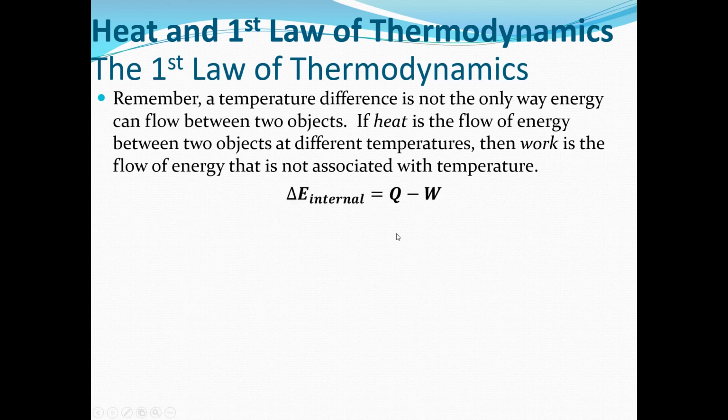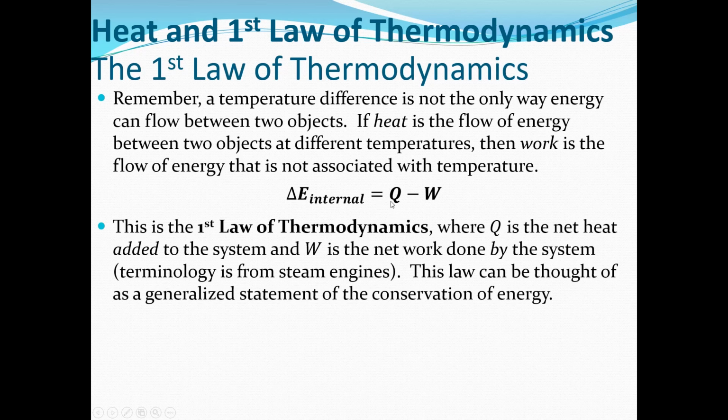So, what we have is this equation. This is the first law of thermodynamics equation: the internal energy within the system, basically how much energy the molecules end up gaining, is based off of Q, the heat added to the system, minus W, the work done by the system.